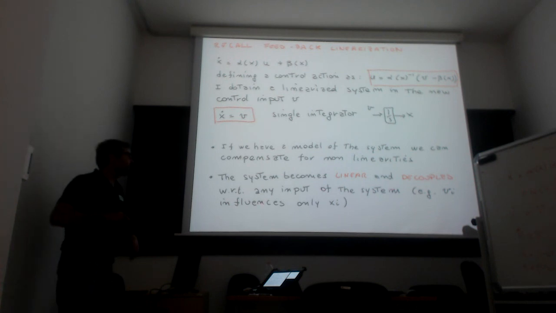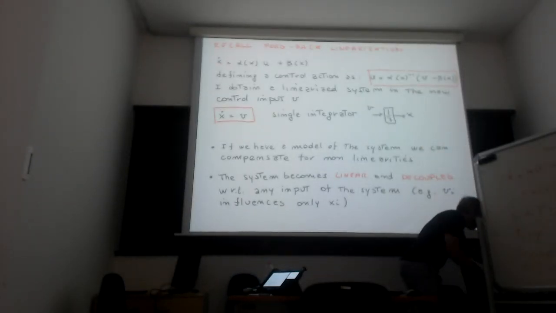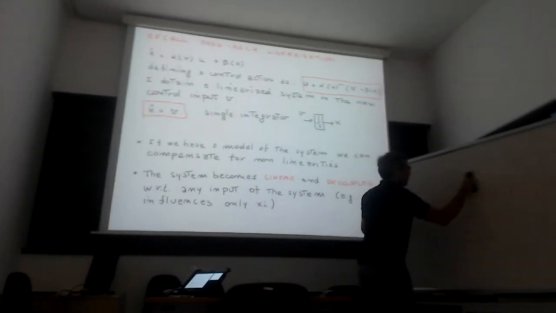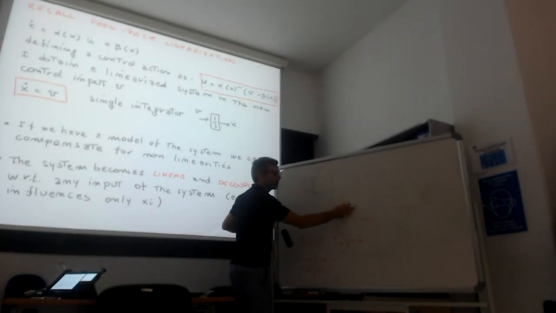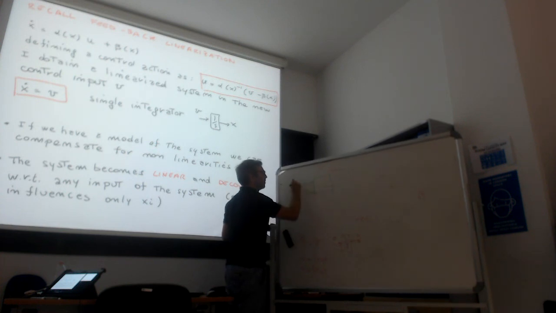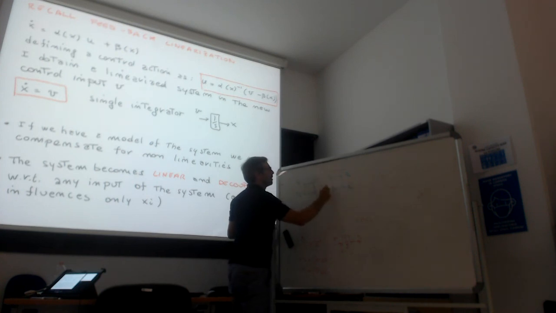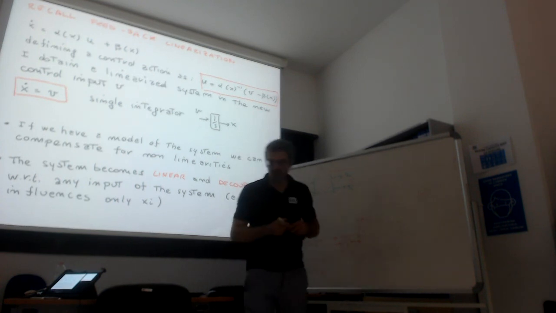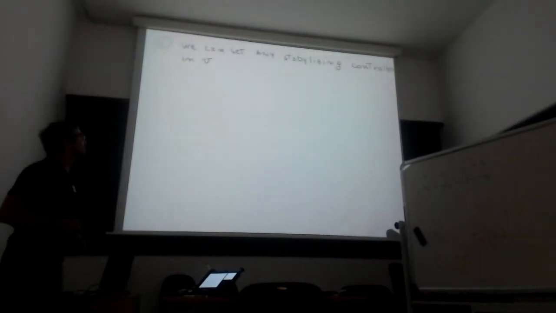This means that any input of the system has an influence only on one output. This means, for example, in the case of our two-dimensional robot, we have V1, V2, and this is Q1, Q2. And V1 will have an influence on Q1, and V2 will have an influence only on Q2. And we can use a decentralized approach to design the controller. In particular, we can set whatever controller, because now we have a very simple system.